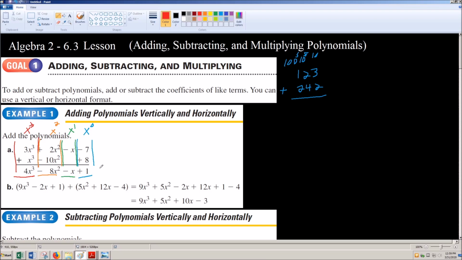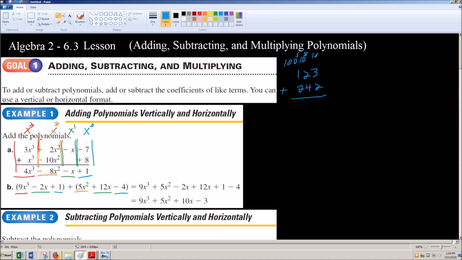Now we can also do this horizontally. When I'm looking at these, I want to keep my underlining colors the same. So I'm going to say red is going to go with any x cubed terms, which I don't have any of here. I'm going to use orange for my second degree terms, and I don't have any here, but I do have one here. I'm going to use green for my x's, so I've got 2x here, a negative 2x, and a positive 12x here. And then last but not least, I'll talk about my constants in blue.